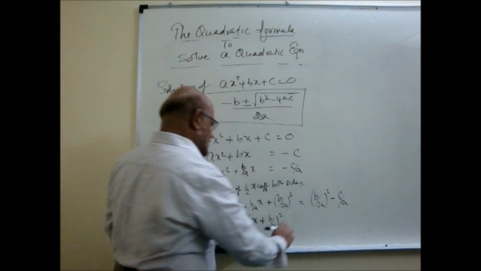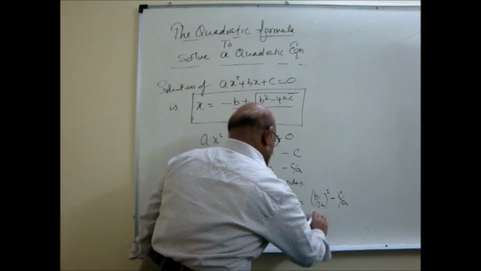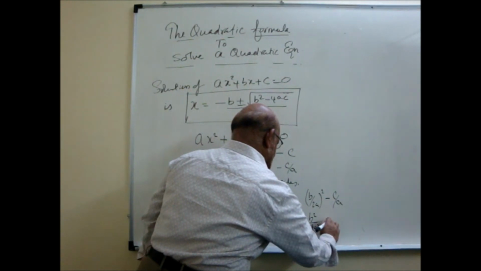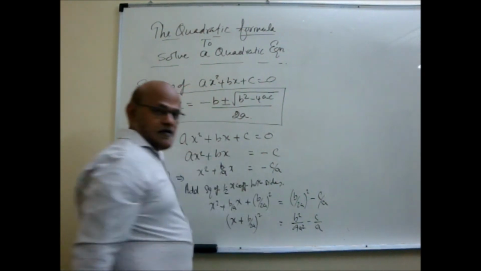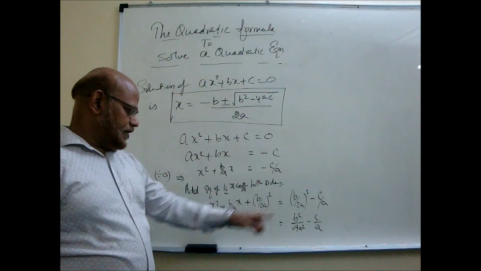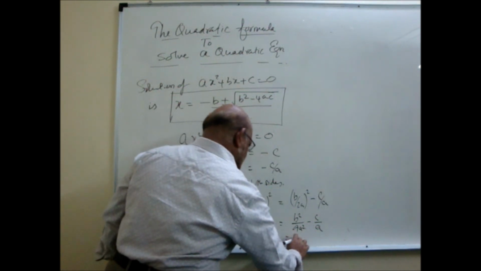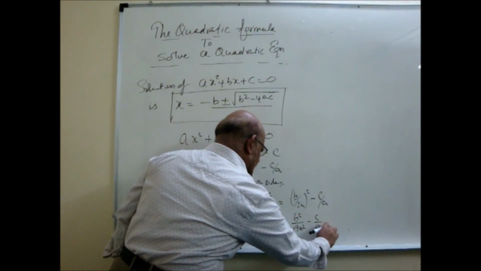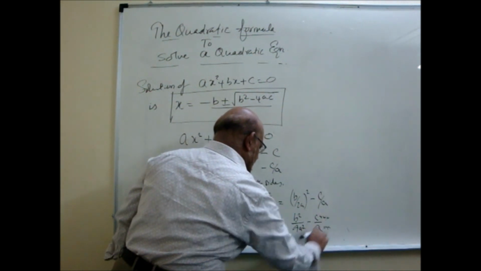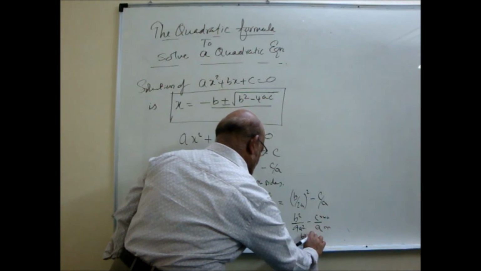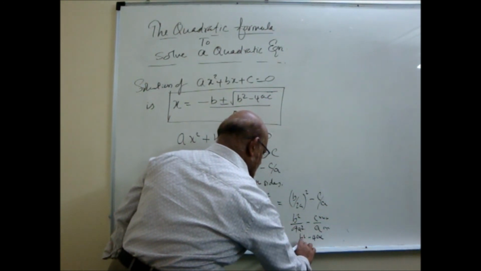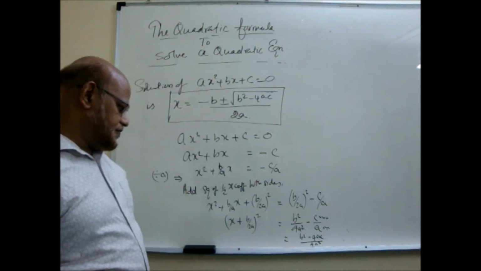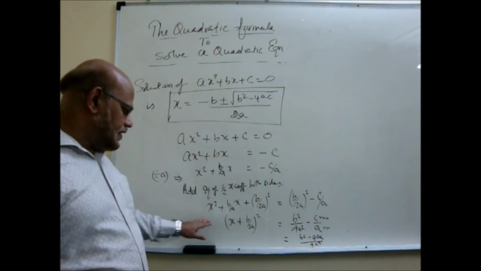Now, what is coming on the other side? Simplify: it is b square by 4a square, and here I have c by a. Take the LCM and add. You have to multiply c by a by 4a on top and bottom, becoming b square minus 4ac by 4a square. The LCM for both is 4a square. It comes on the right side like that, and the left side like this.